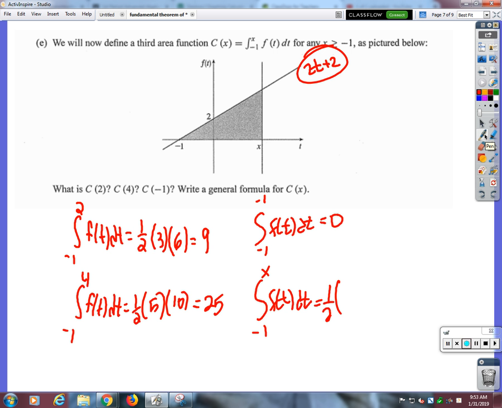X plus 1. Right? Because whatever this was when this was 4, I actually added 1 onto that. It's x minus -1, so it's x plus 1. What's the height? Good. Times the height, which is 2x plus 2. I'm going to take half of that just to make my math a little bit easier and call this x plus 1 times x plus 1, which I know is x squared plus 2x plus 1.